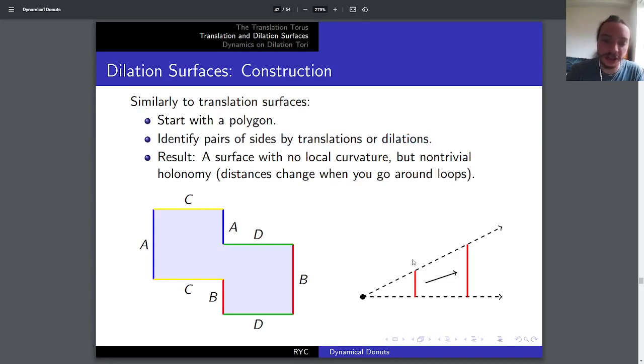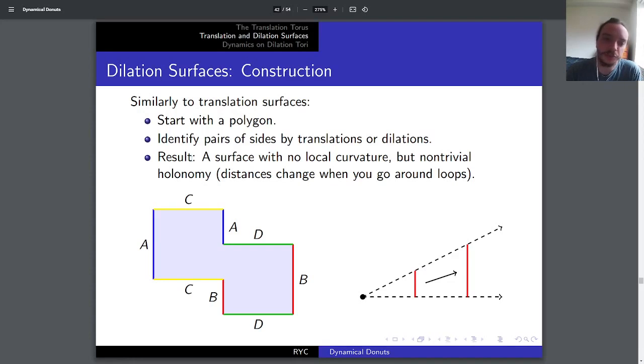So if you remember, a dilation is when you take things and you stretch them or you shrink them, and usually you do it relative to a point. So that means we can't rotate anything, and we still can't reflect, okay? But we can still get some really weird surfaces. So here you have this surface with C translated over to C and D translated over to D. But A is dilated down to A over here, and B is dilated up to B over here. So they get stretched or shrunk. And if you go in through the bottom of A, then you'll come out through the bottom of the other A, but you're going to be in a different position than you'd expect.